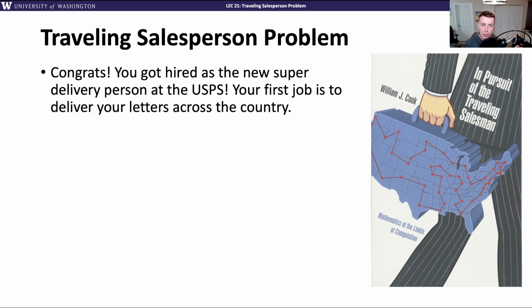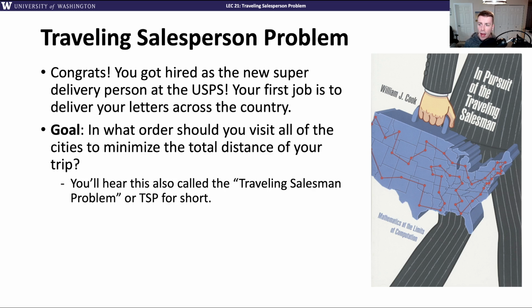So maybe, for example, trying to find an ordering of all of the cities to visit that minimizes your total trip length. Now, that goal, an ordering to visit all the cities such that the total distance of your trip is minimized, is the goal of the traveling salesperson problem. You'll sometimes hear it called the traveling salesman problem. I feel like that's an unnecessary gendering of occupation. So I call it traveling salesperson, but more commonly we use yet another abbreviation for things related to graphs, and we call it TSP for short.